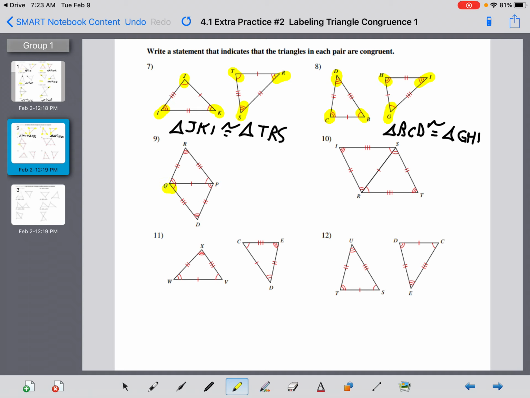Okay, here we have our first arc is QPD is congruent to triangle PQR. Alright, then we have triangle SRI is congruent to triangle RST.